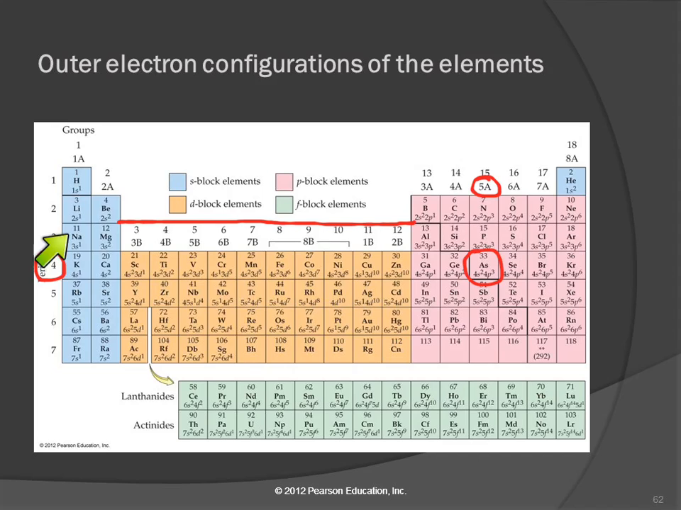So this is the 3rd level. These are the 3Ds. They sank down, and 4D and 5D and 6D. So the number for the D orbitals is the period minus 1. The number for the F orbitals is the period minus 2, but we don't have to worry about those guys.